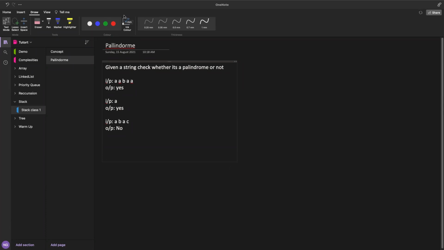Okay, take your time. Think how you can use a stack to solve this problem, and also think about all the corner cases while you are thinking of the approach. Stack to solve the palindrome. Okay, is the problem statement clear to you guys? Now think about it.